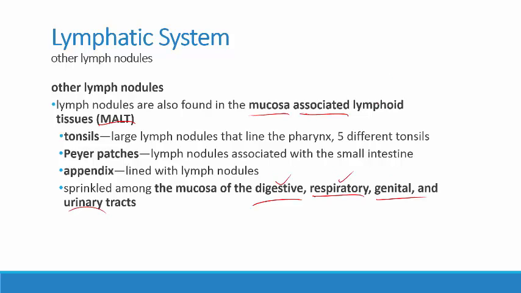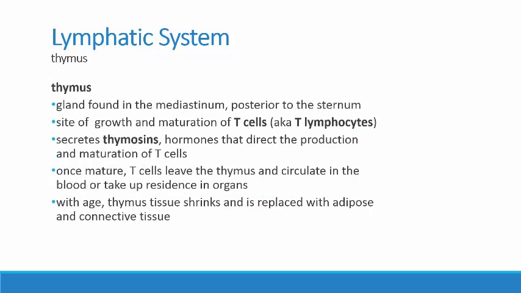digestive, respiratory, reproductive, and urinary tracts are all places where we can be invaded. Those mucosa are sensitive to being invaded by non-self bacteria, things like that. So at all of these entry points into the body, we've got lymph nodules that are there to monitor, to remove things that don't belong, and to set up an immune response if invasion occurs.